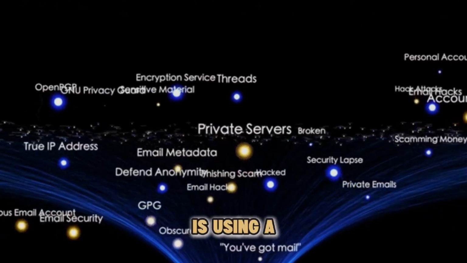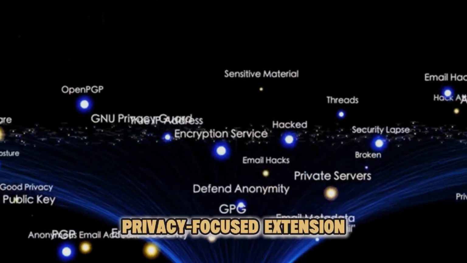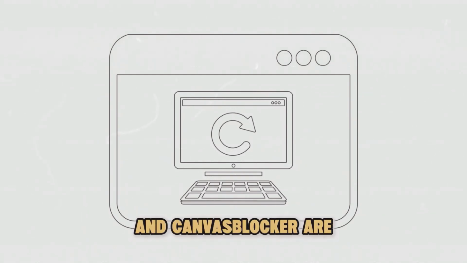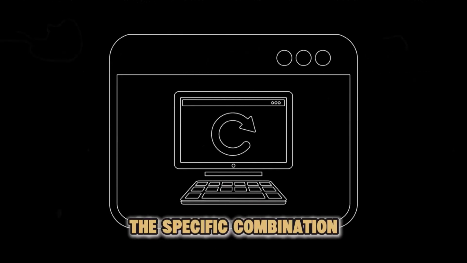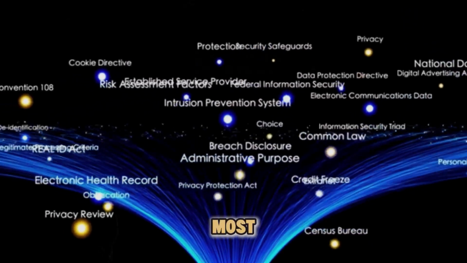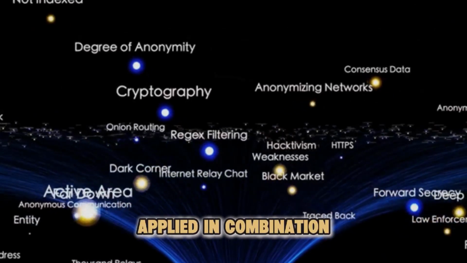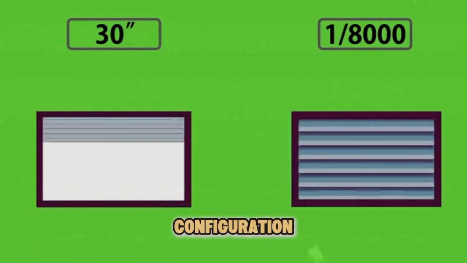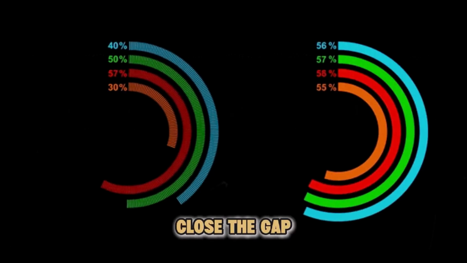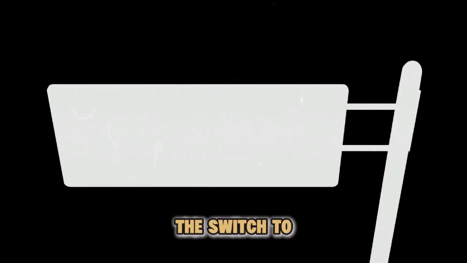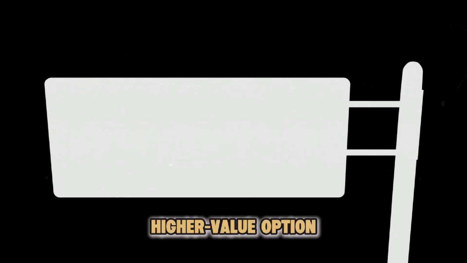The fourth mitigation is using a secondary privacy-focused extension for cases where uBlock Origin does not cover the gap. DuckDuckGo Privacy Essentials, Privacy Badger, and Canvas Blocker are examples. The specific combination that works best depends on your browsing patterns and the sites you visit most. These mitigations, applied in combination, can make Chrome a meaningfully less leaky browser than it is in its default configuration. But the mitigations do not fully close the gap between Chrome and the stricter alternatives. For users who care about tracking, the switch to a different browser remains the higher value option.